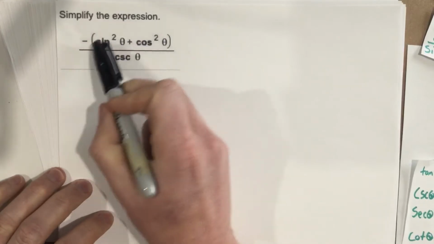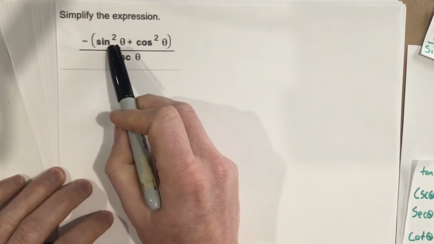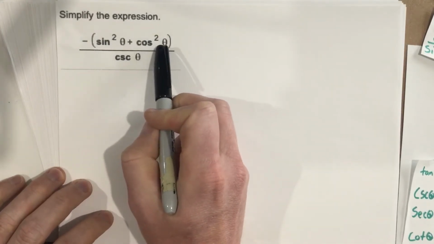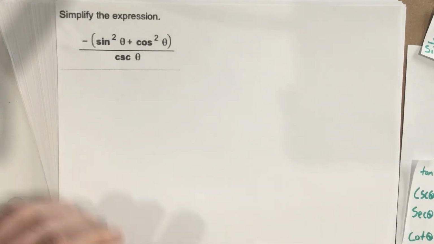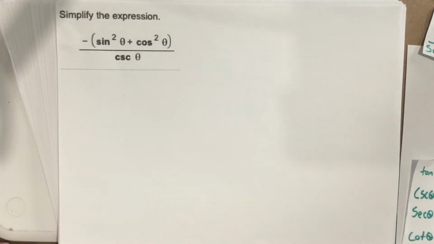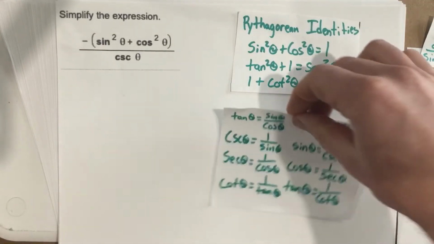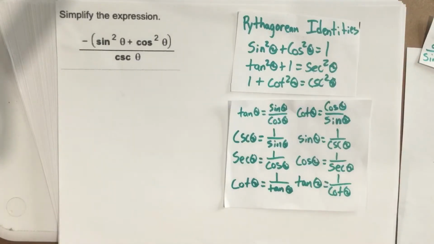Okay, this is problem number 3 from section 7.1. They say simplify the expression, and they give you negative sine squared theta plus cosine squared theta over cosecant theta. Now, let's pull out our Pythagorean identities, and let's also pull out our reciprocal and quotient identities.